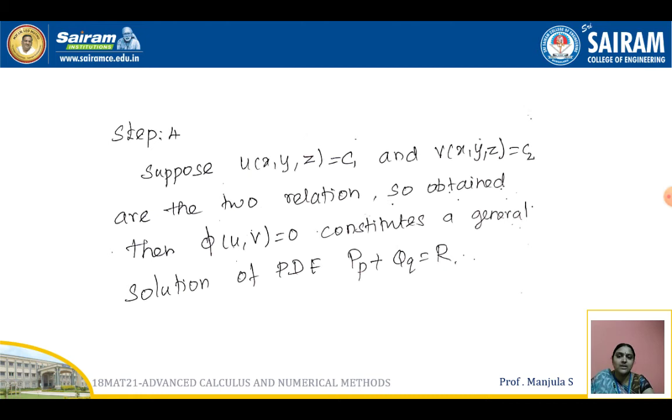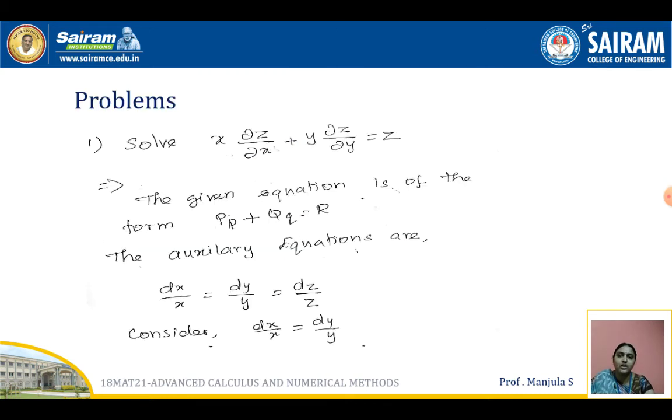So the obtained result can be written in the standard form: phi of u comma v equals 0. This constitutes the general solution of the partial differential equation Pp plus Qq equals R. Now we'll do the problems based on this.